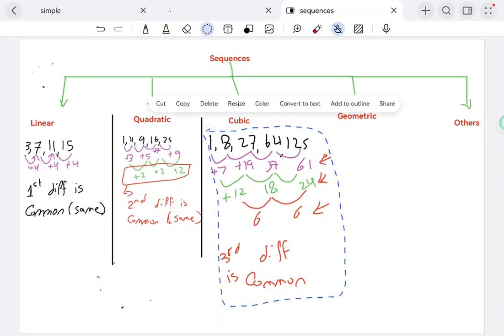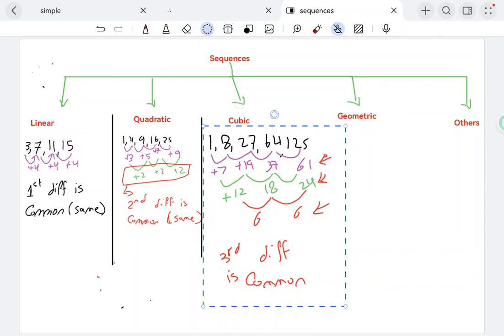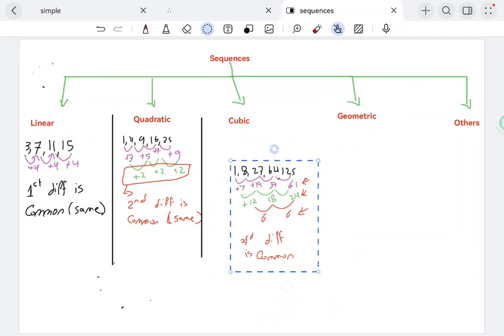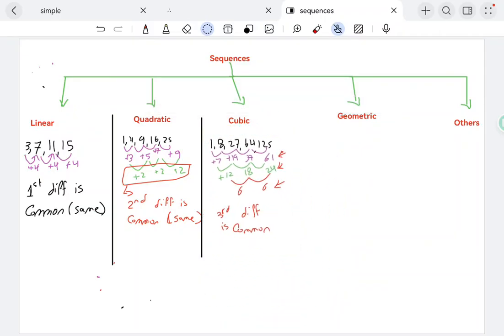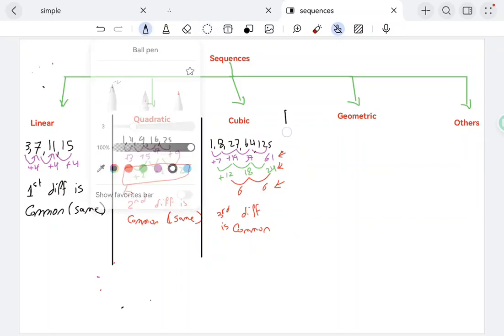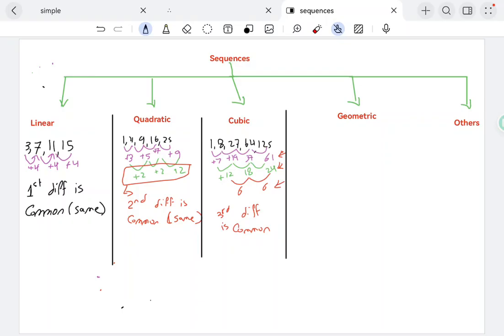But let's resize this. Do resize, please. Yes. Okay, that's good. We can put a line here just to keep, yes.